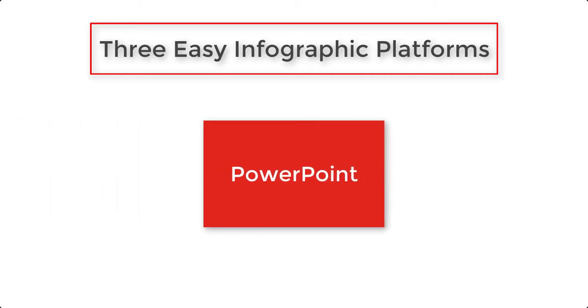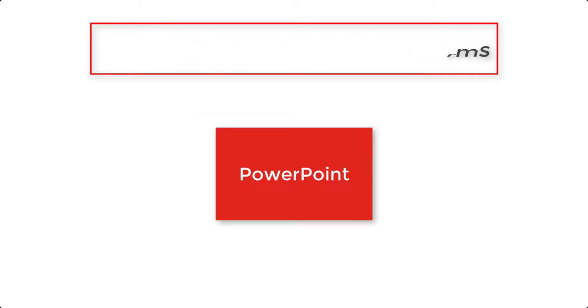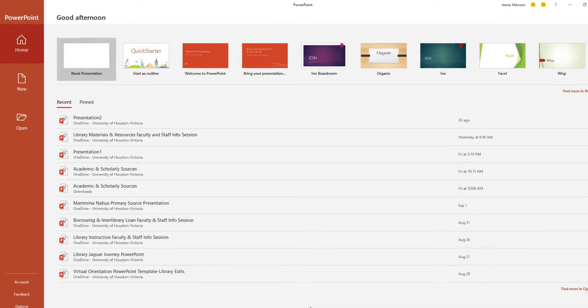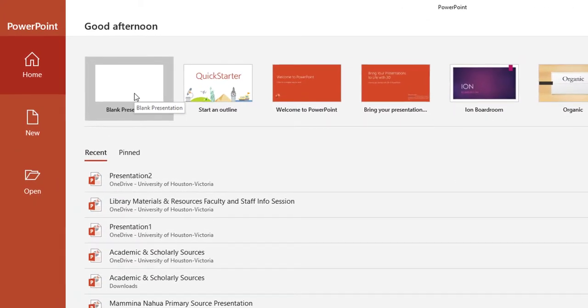You have access to PowerPoint through UHV's Office 365 subscription. You can either use it in the browser or download the desktop app. I will show you how to create an infographic on the desktop version. The instructions are mostly the same for the browser, although some buttons may have slightly different names. Open up PowerPoint on your computer and then select a blank presentation.